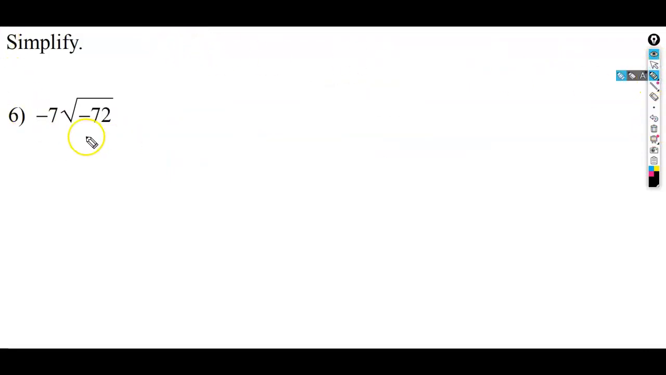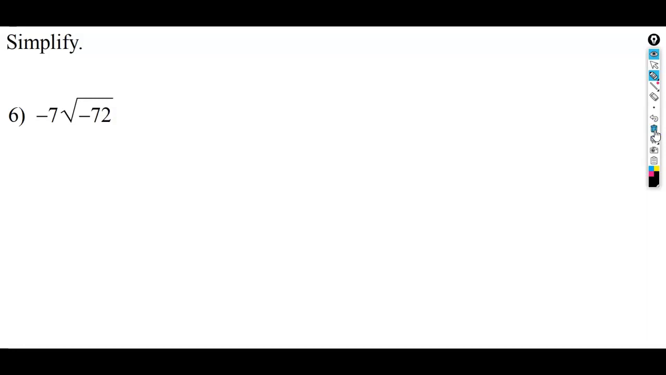So on this one, we're just being asked to simplify. Now you'll notice that this time we have a negative on the inside, but it's not a cube root like it was on number 2. This is a square root. Now whenever you have a negative underneath of a square root, there's no real answer for that. It's impossible to take the square root of a negative number.